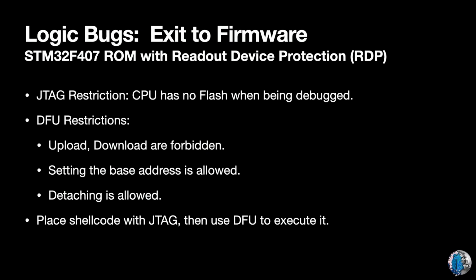Which means that if you change the working address to any place in RAM that has shellcode, and then you detach, it will run that shellcode for you. That gets you remote code execution, and at that point, you can start blinking all the firmware out LEDs and catch it on an oscilloscope.